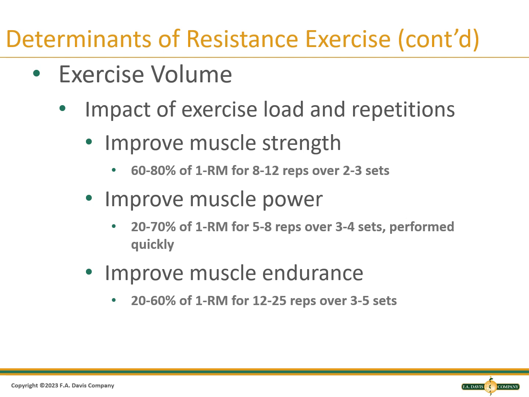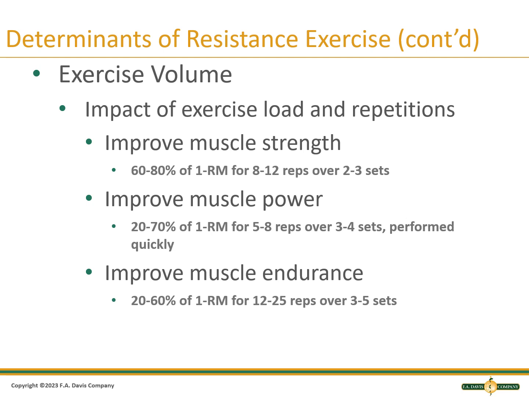If we're trying to improve muscle power, we're going to do 20 to 70% of the 1 rep max for 5 to 8 reps over 3 to 4 sets performed quickly, because remember, power is time dependent. And so these are going to be more of our explosive movements. And because our explosive movements have more anaerobic use, we have an increased risk of fatigue. So we're definitely going to have a lower number of reps compared to our strength, but we may increase the number of sets so that we are still getting the total exercise volume that we're looking for.